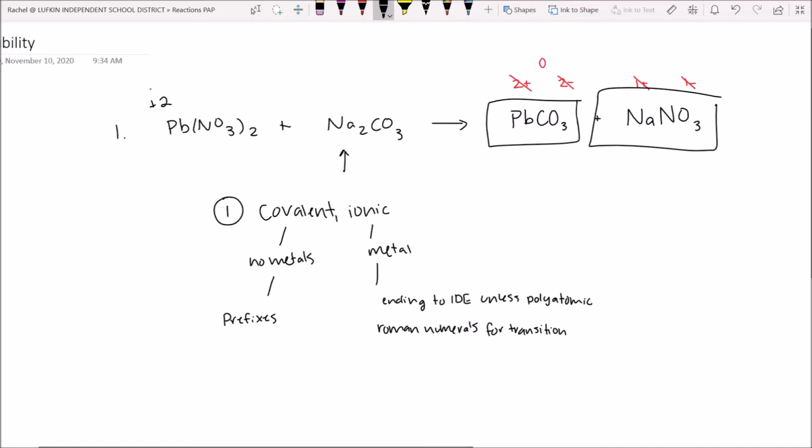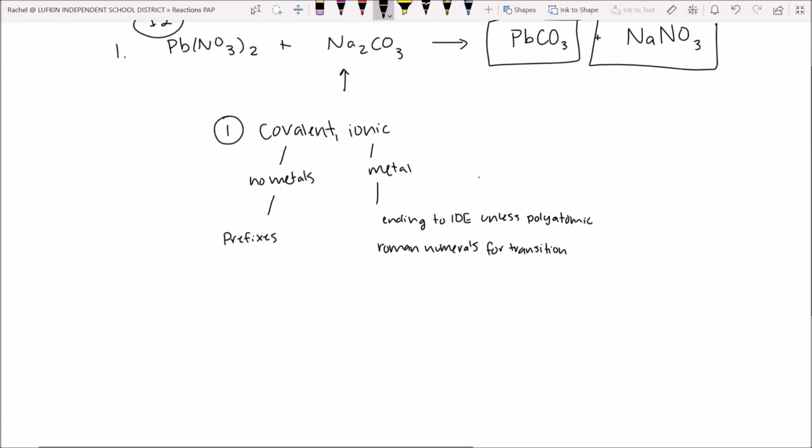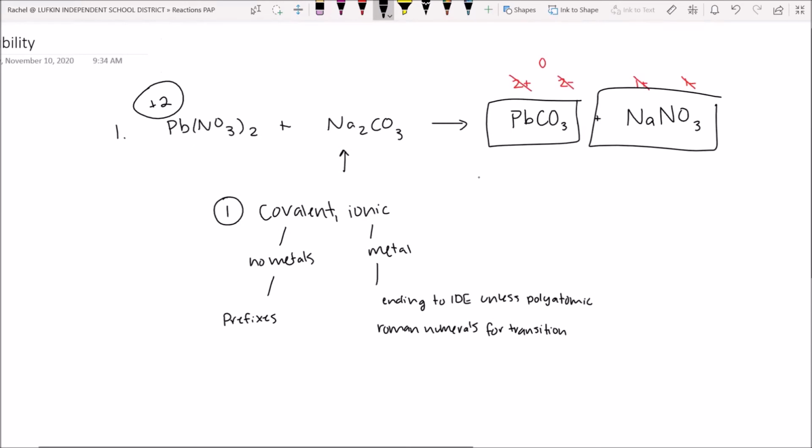And what charge did it have? +2. So you know what Roman numeral to do with the lead, right? So that's a reminder of part B on how to name them. Part C just says to balance it. You write the whole equation and you balance it.